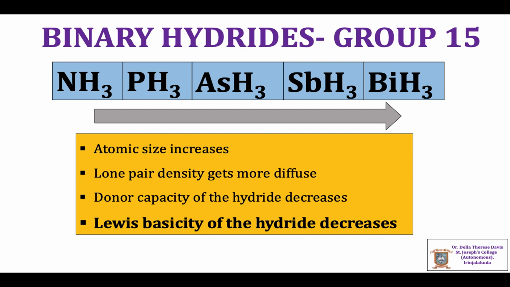Thus, the ammonia molecule, in which nitrogen is of comparably low size, has the highest Lewis basicity, and bismuth hydride has the lowest basicity value.